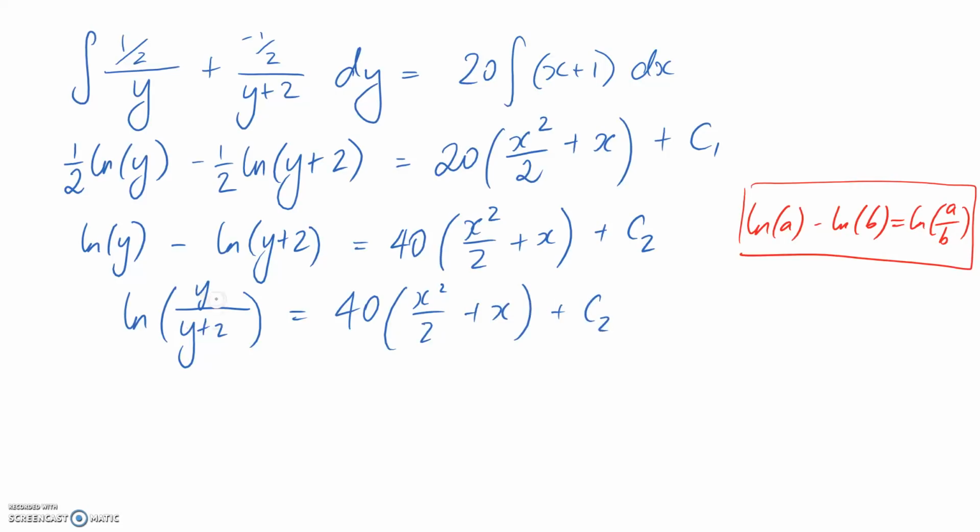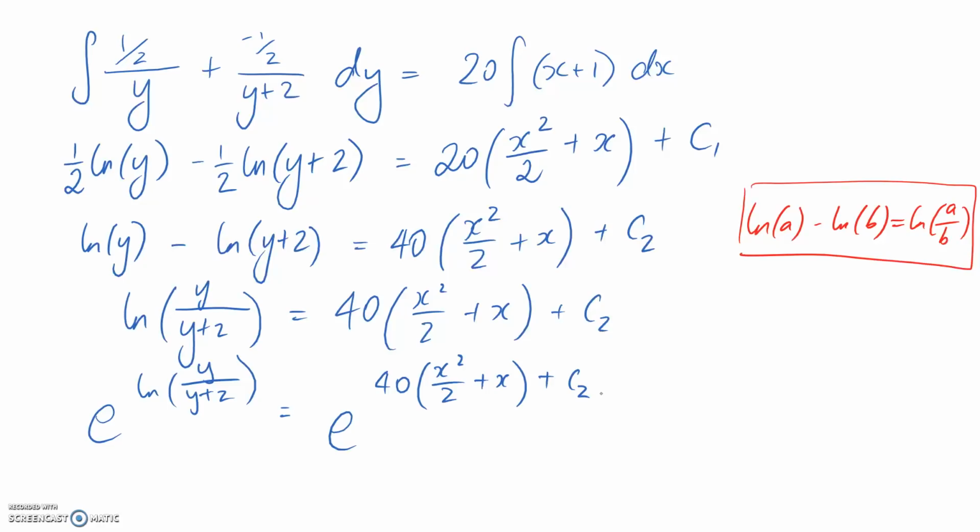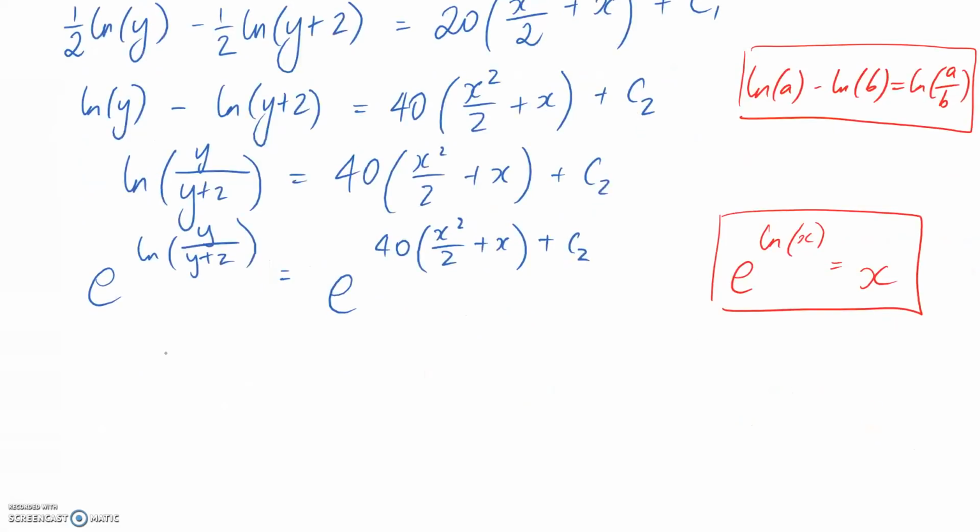And then to get our y's out of the natural log, what we need to do is raise it using e to the power of that. So e to the log y over y plus 2 is equal to, we need to do it to both sides to make sure it's equal. We get that. So remember that if you have e to the power of the natural log of anything, all that's going to end up equaling is the anything, or the x, as I've written it. So this is y over y plus 2.